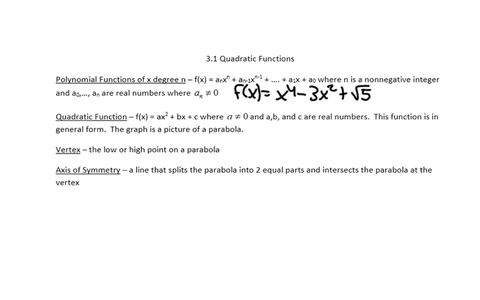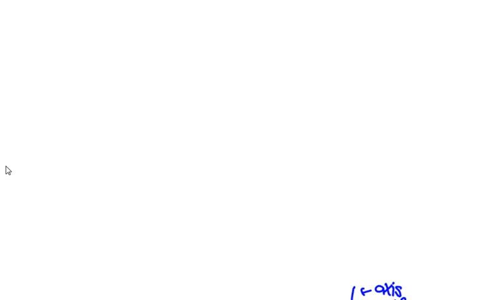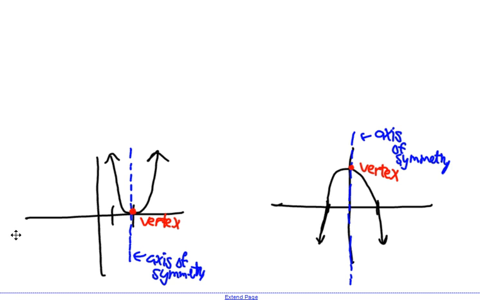The vertex is the high or the low point on a parabola, and the axis of symmetry is a line that splits the parabola into 2 equal parts and intersects the parabola at the vertex. I've given 2 examples of quadratic functions. In the picture on the left, the vertex is the low point. In the picture on the right, the vertex is the high point. And in blue is my axis of symmetry.